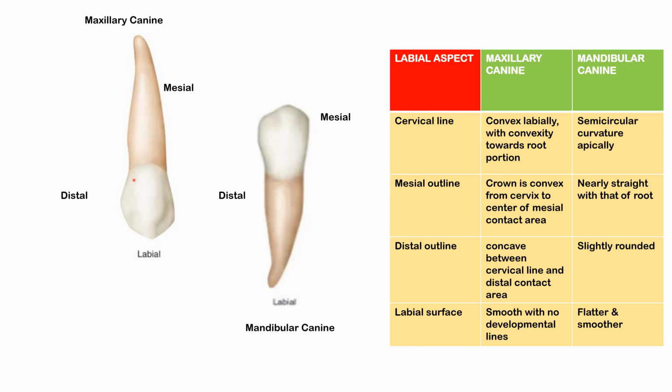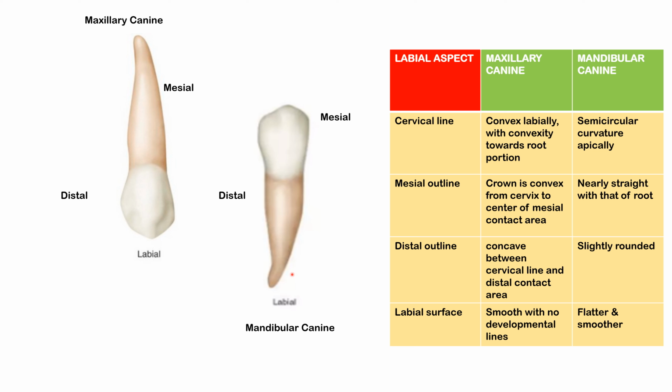In the maxillary canine, the cervical line is convex labially with convexity towards the root portion, whereas in the mandibular canine, the cervical line shows a semicircular curvature apically. Next, we come to the mesial outline. In the maxillary canine, the crown is convex from the cervix to the center of the mesial contact area, whereas in the mandibular canine, it is nearly straight with that of the root.